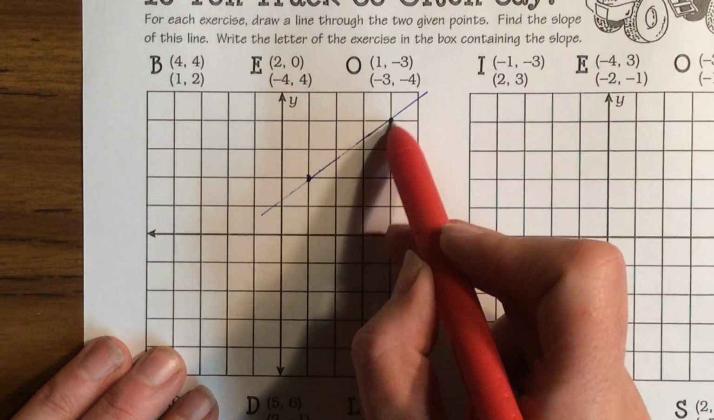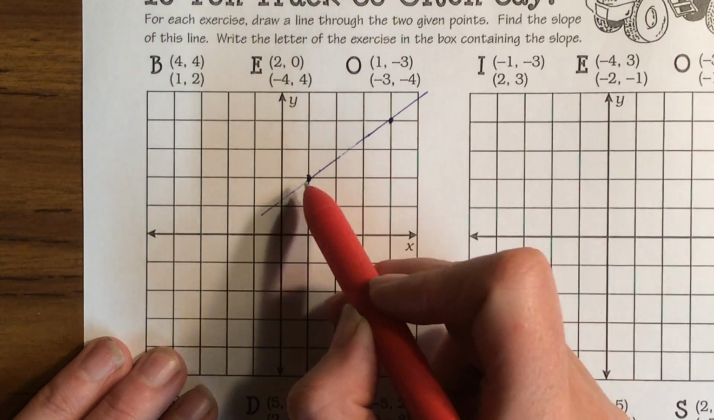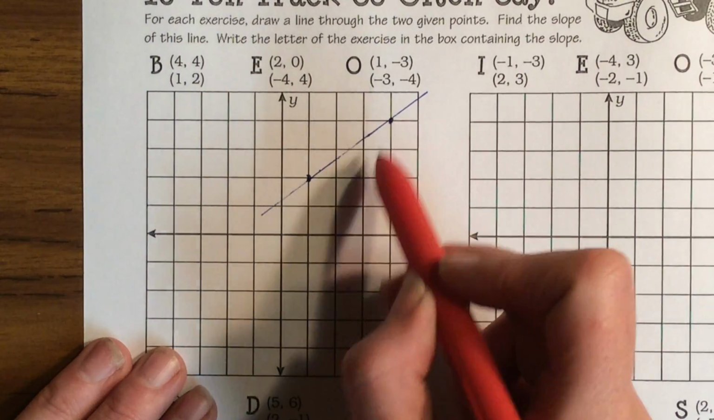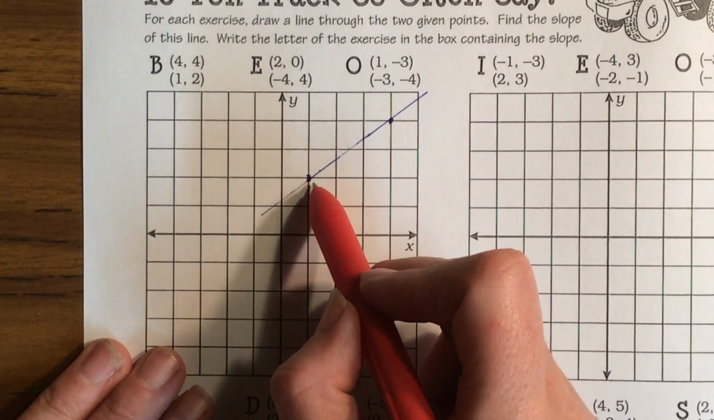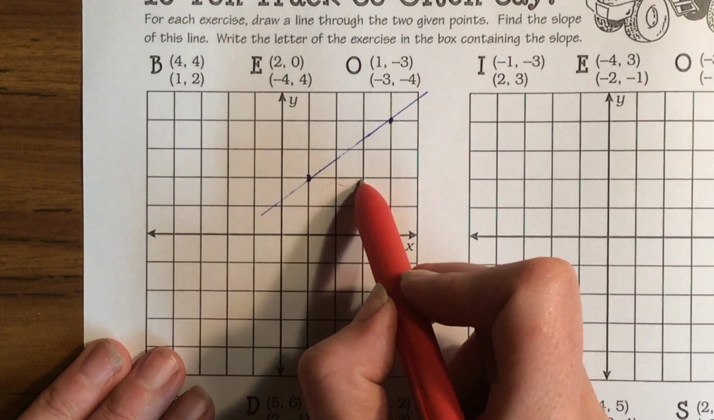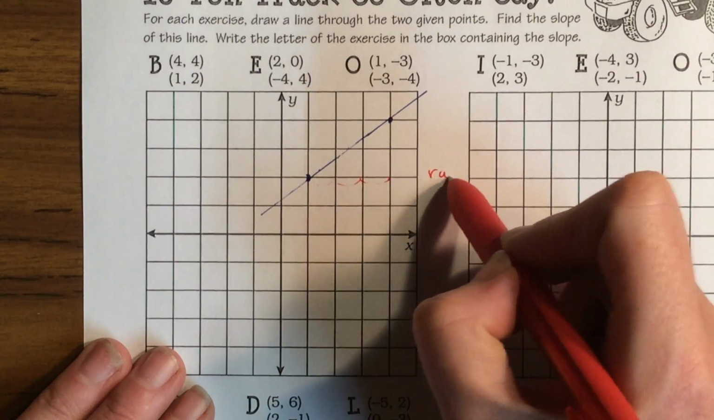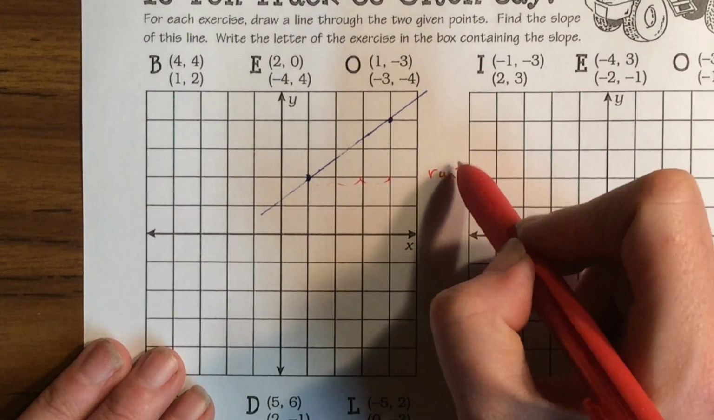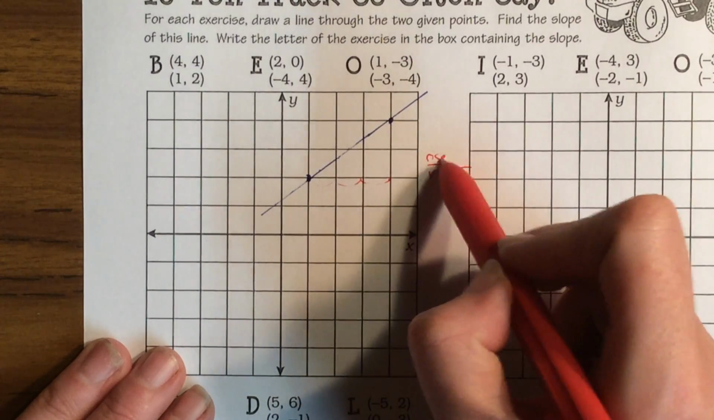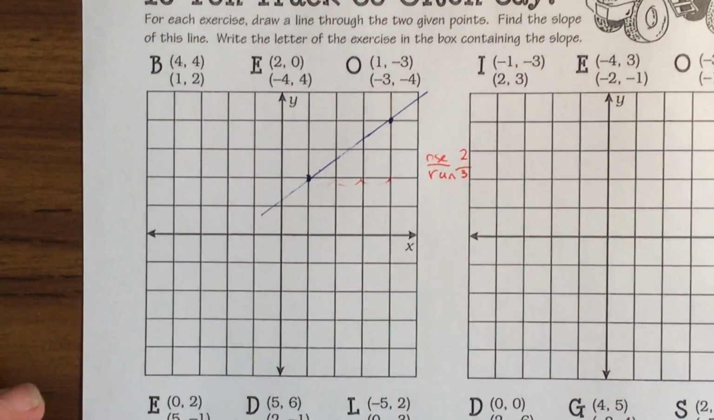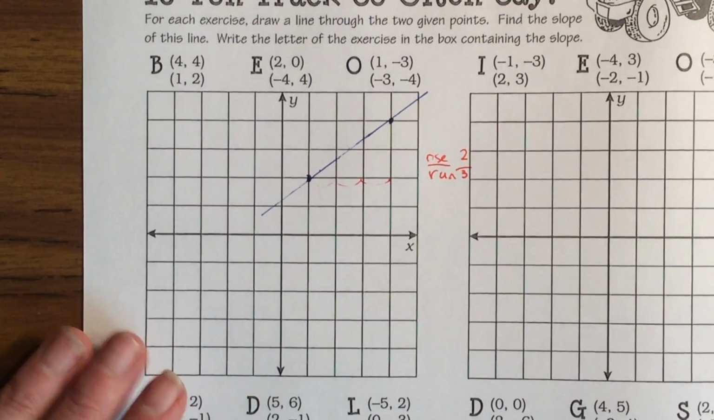so to get from this point to that point without using this line, I've got to go over and up. So let's see how far I have to go over. 1, 2, 3. So I run 3, and then I rise 1, 2. So the slope of that first one is 2/3.